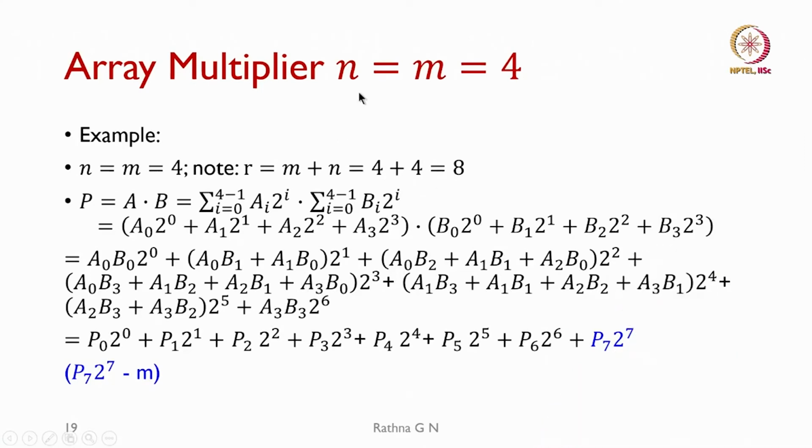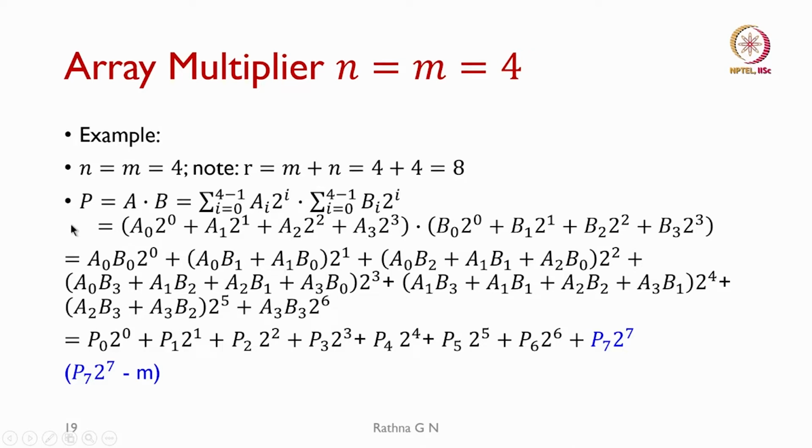In this case I have taken n equal to m equal to 4, both of them are the same. So then we know that we need r equal to m plus n at the maximum, that is 8 bits. Do we need that? We will see with the expansion of our multiplication. A and B are represented with 4 bits each, and when you expand this, multiplication and summation, this is the result that we will be getting.